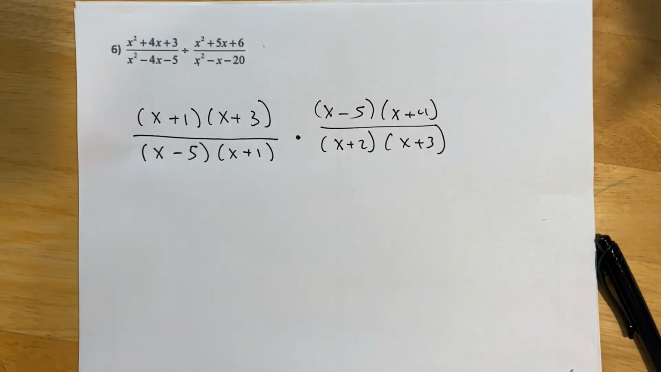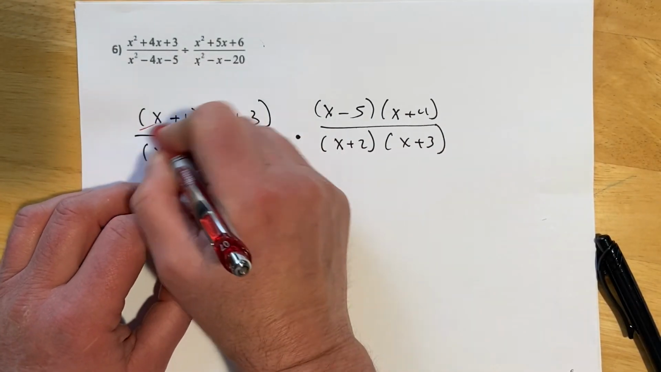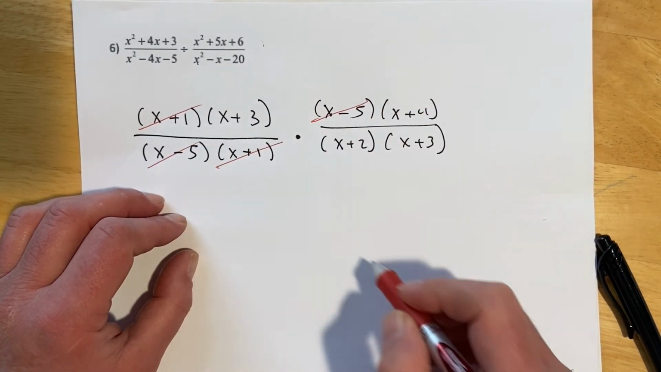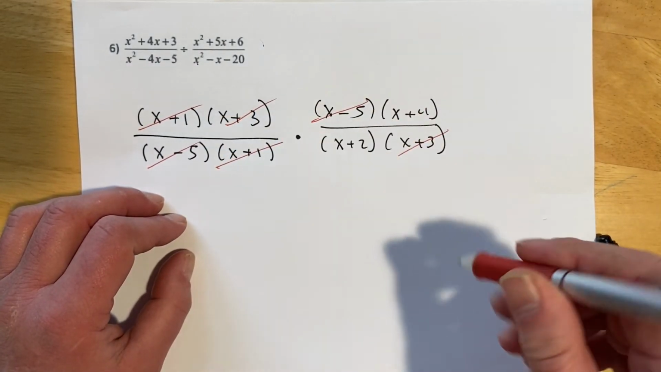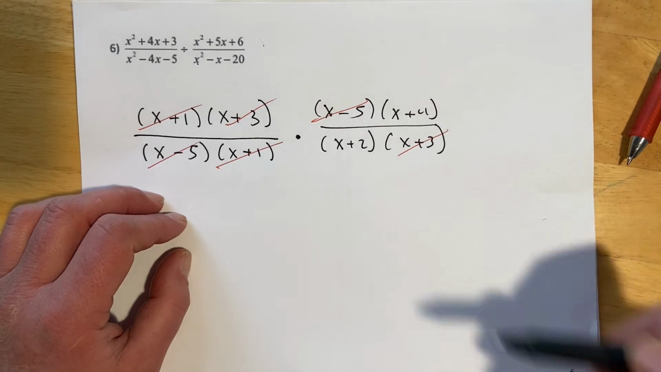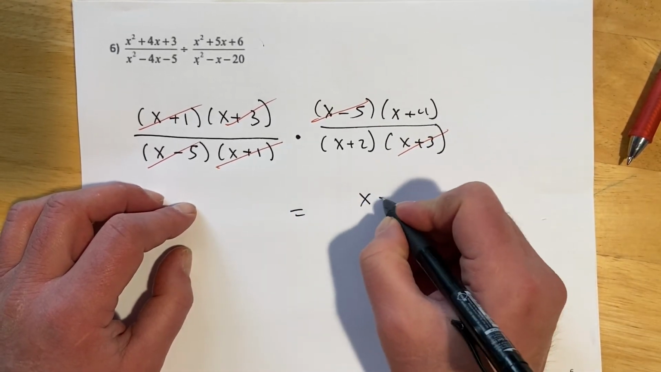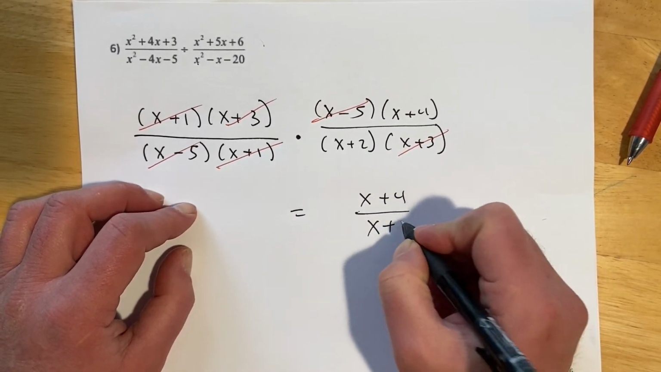Let's see what cancels. So x plus 1s are gone, x minus 5s are gone, x plus 3s are gone. And we are left with x plus 4 over x plus 2.